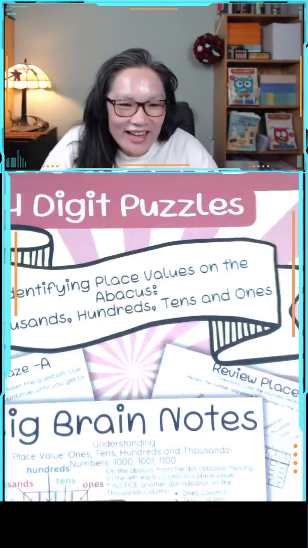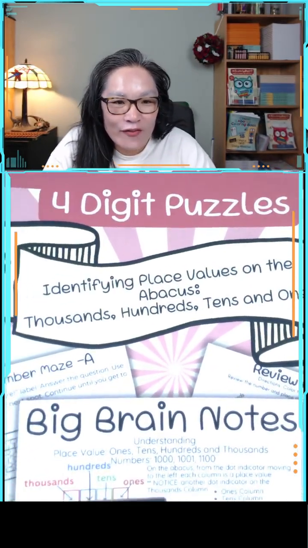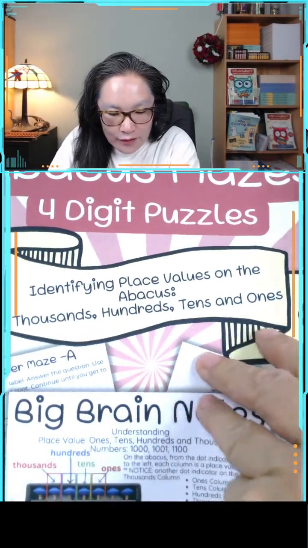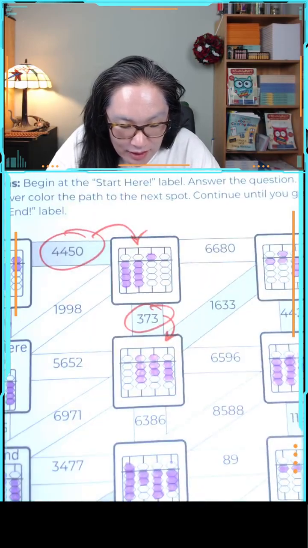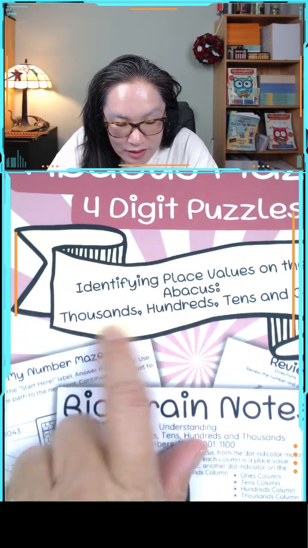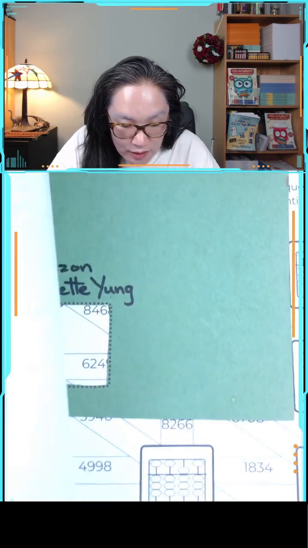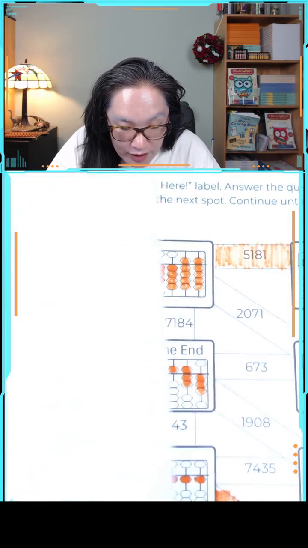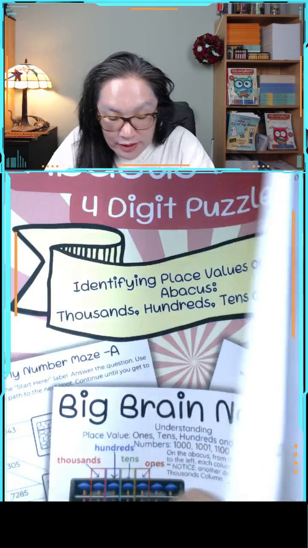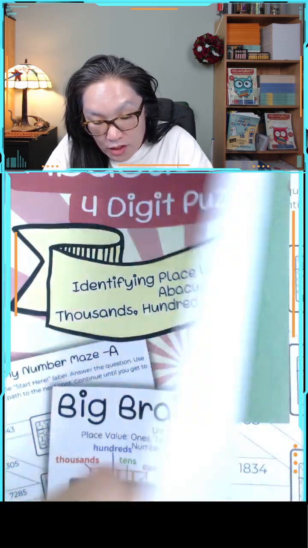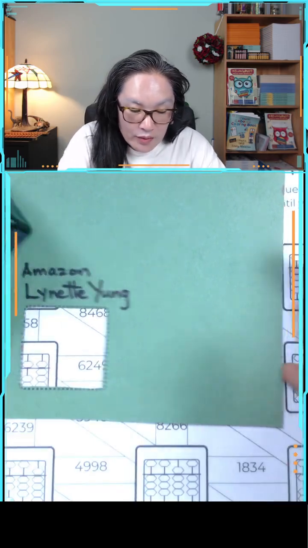Ah, that's funny. If you're interested, I do have a 4-digit puzzle. And the 4-digit is exactly what it sounds like. We're talking about the thousands, the hundreds, the tens, and the ones. If we were looking at this one, this is what a finished maze would look like. I do give you the mask maze, and we start reviewing all the other numbers. So instead, let's figure out what this number is.